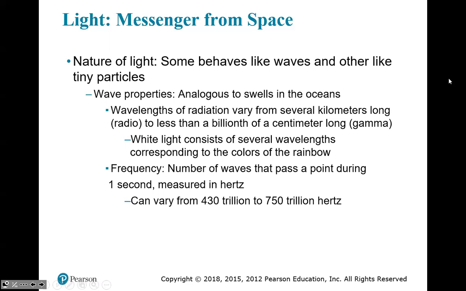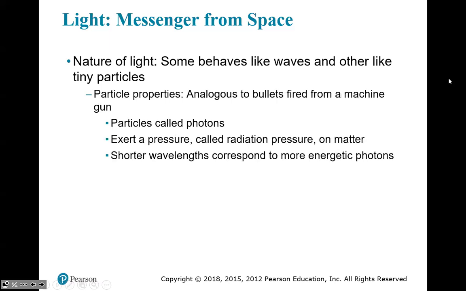Frequency is the number of waves that pass some point during a second. This is measured in hertz. Visible light varies from 430 trillion to 750 trillion hertz. But sometimes light will act like little particles or little lumps of energy.